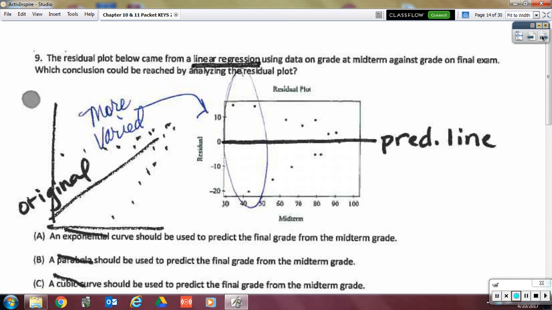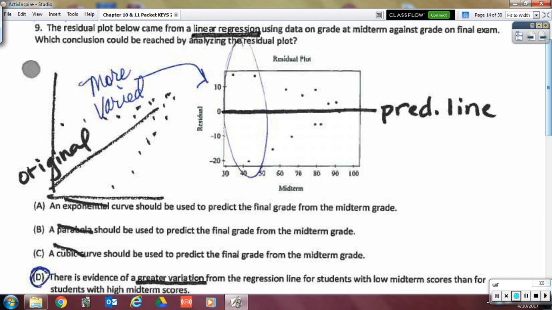So we see a pattern in the residual plot. Answer choices A, B, and C all reference the original data. So they are saying exponential, parabolic, or cubic, so they're trying to claim what the original x and y looked like, and say that the original looked like exponential, a parabola, or a cubic. And you can't really do that. You cannot, from the residual plot alone, go backwards and tell definitively what the original graph looked like.